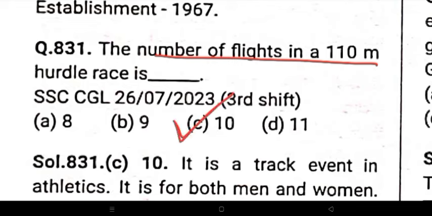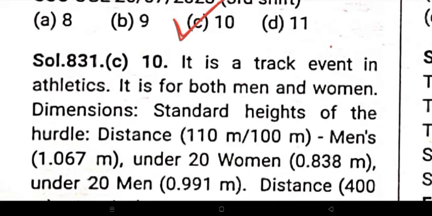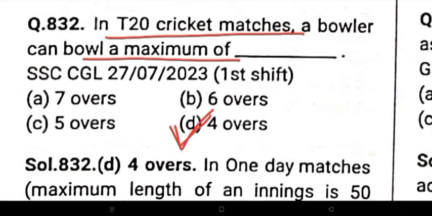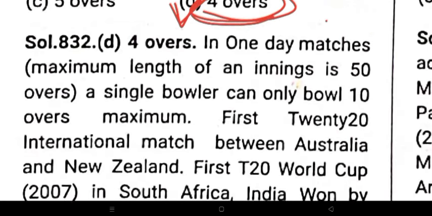The number of flights in a 110-meter hurdle race is 10. Next, in T20 cricket matches, a bowler can bowl a maximum of 4 overs.